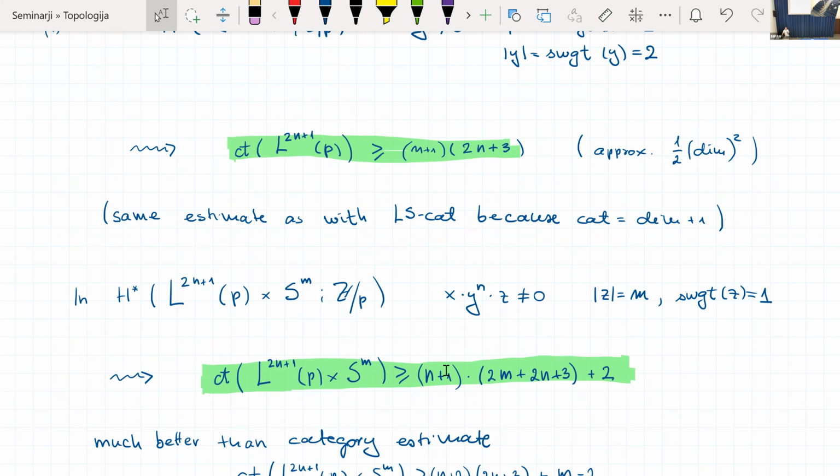What is funny is that, as you mentioned, for length spaces the cell decomposition is quite simple, so you can make a refinement of the cell decomposition to get a triangulation. Even if you do that, you have this kind of estimate.